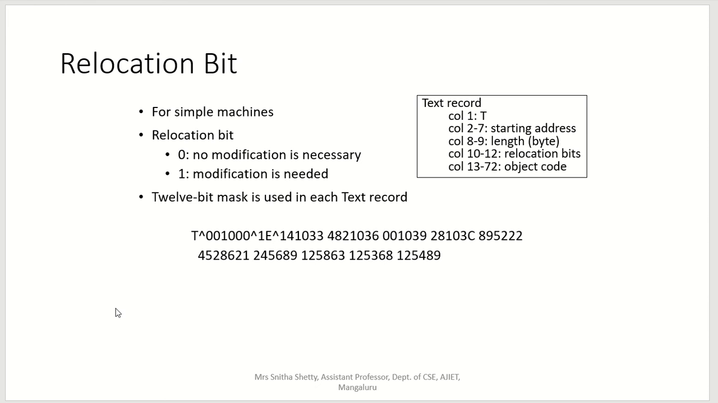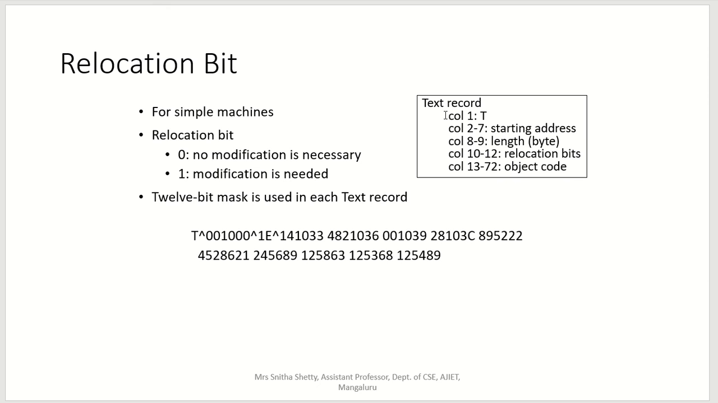Here the relocation is identified by adding some extra data to the text record. What is that extra data? It is nothing but the relocation bit. In the SIC/XE program, we added a new record starting with M, but here we are not adding any new record. Instead, for the existing text record, we are adding some extra information.